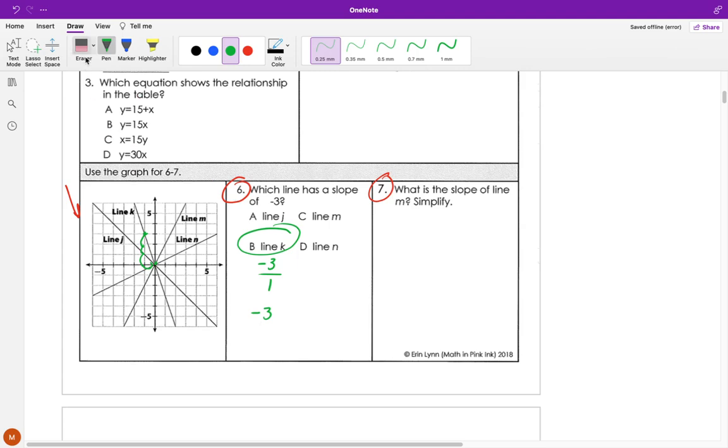And since it doesn't say that there could be multiple, it says which line, that means that we know there's only one right answer. So I'm not even going to go through and find J's slope. And it says, what is the slope of line M? So for M, this is this line here, this green one I just highlighted. Now I'm going to get rid of that line because we're going to have to find it.